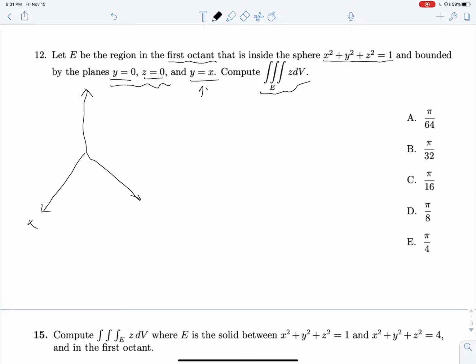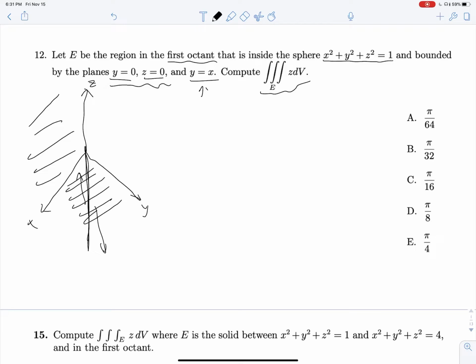So if we label our axes here, we're bounded by y equal to 0, which is this whole plane here. We're bounded by z equal to 0, and we're bounded by x equal to y, which is just this plane that's running up out of the page at us and back down to infinity.